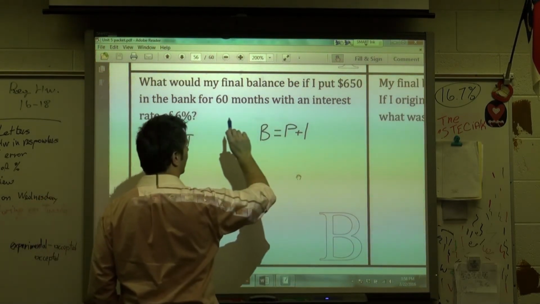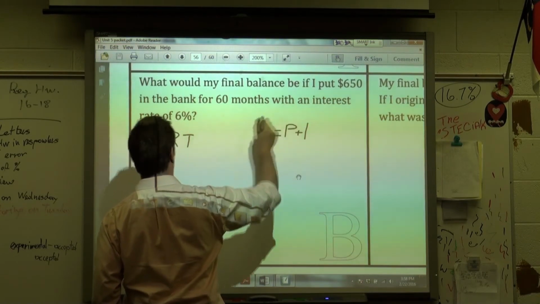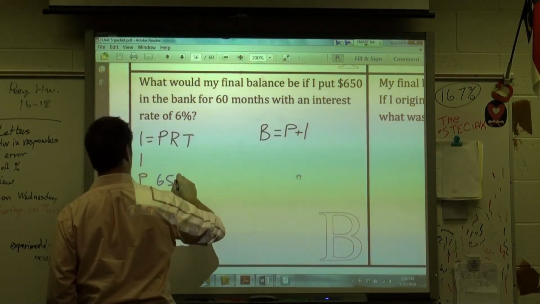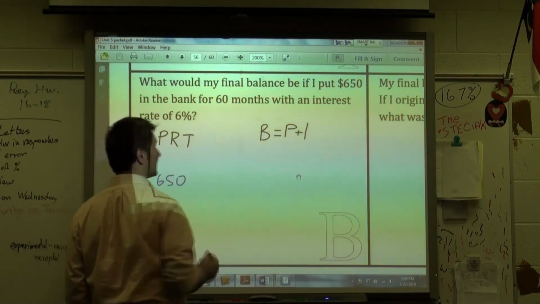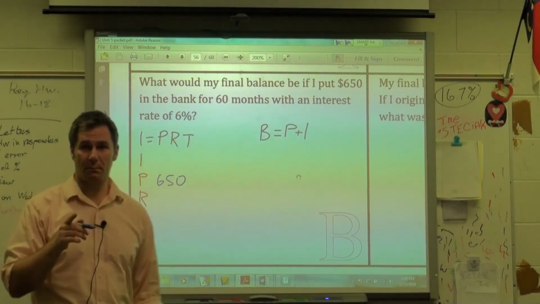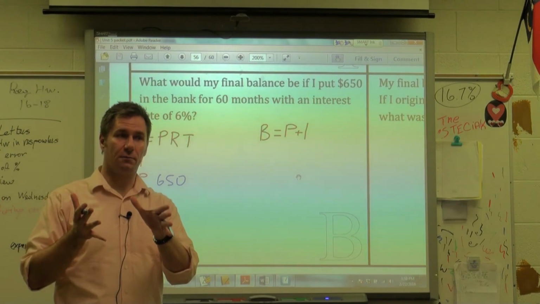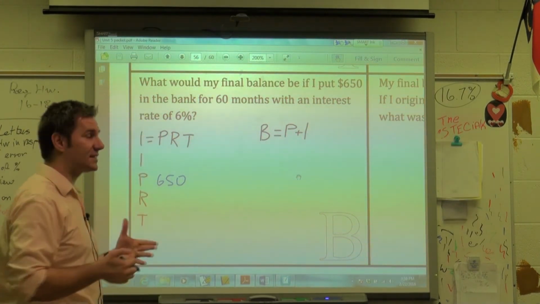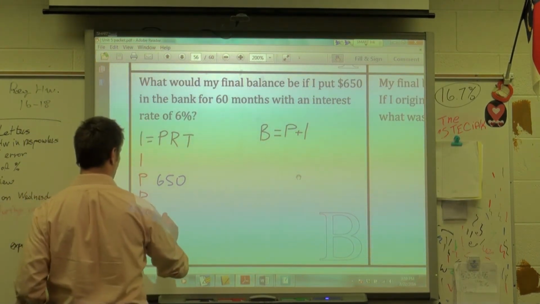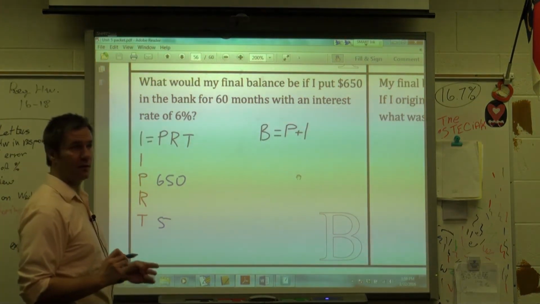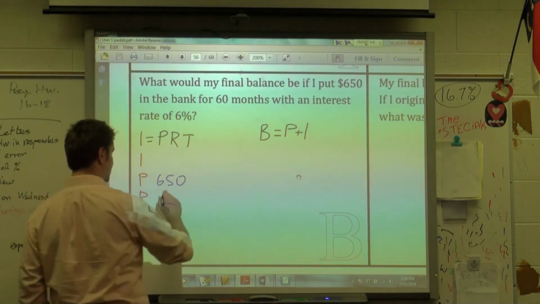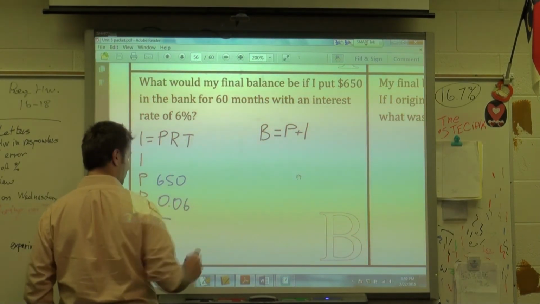By looking at it again, I see that my principal is 650. And I see that my time is 60 months. However, here you have to remember to change those months into years. Well, 60 months equals 5 years. So I'm going to put 5 right here. And my interest rate is 6%. And I'm going to write it as a decimal, which is 0.06.